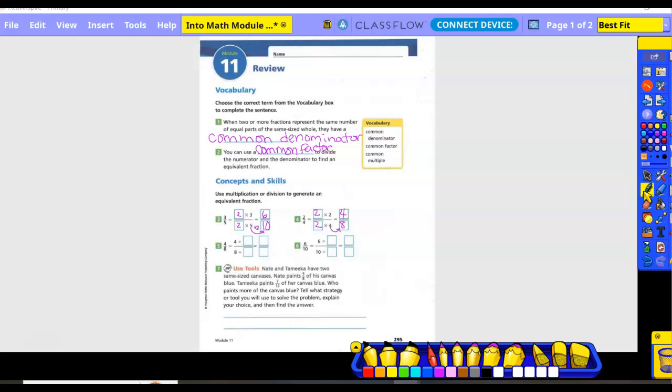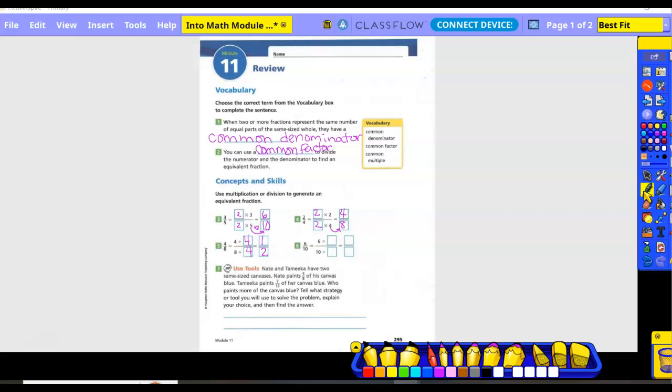Okay. Now they want us to get the fraction into the simplest term. So what goes into both 4 and 8? 4, right? Could I have done 2 as well? Yeah, but would it have been the simplest? No. So what I do on the top, I also have to do on the bottom. So 4 divided by 4 is 1, and 8 divided by 4 is 2.